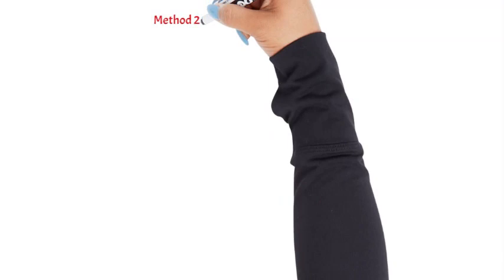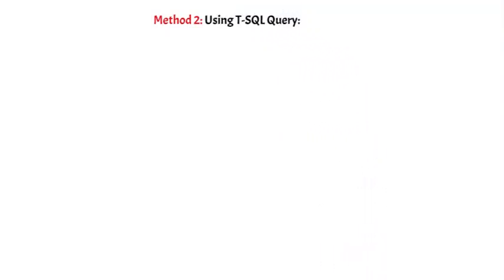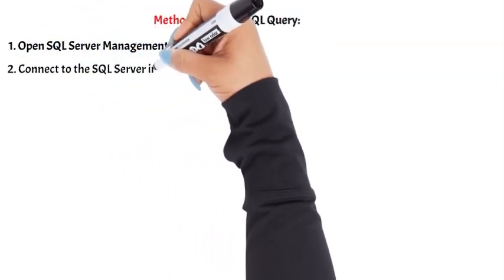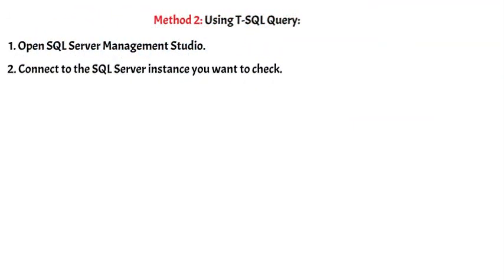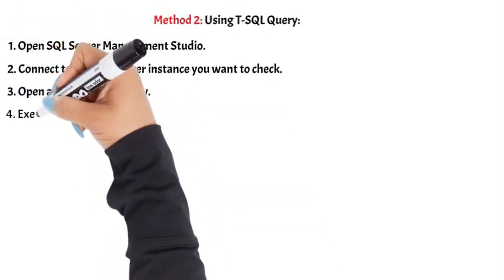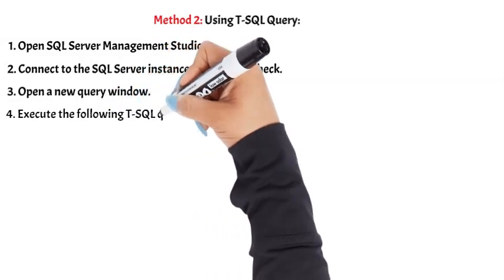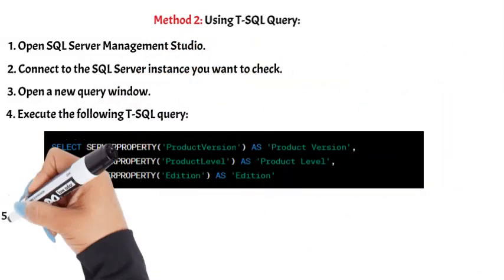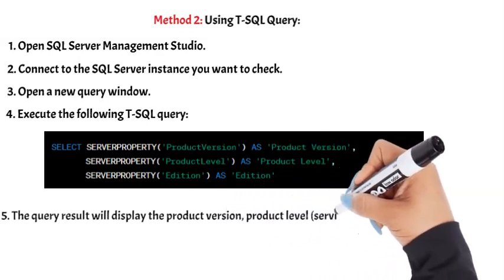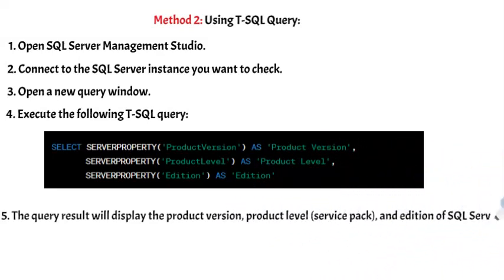Method 2. Using a T-SQL query. 1. Open SQL Server Management Studio. 2. Connect to the SQL Server instance you want to check. 3. Open a new query window. 4. Execute the following T-SQL query. 5. The query result will display the product version, product level (service pack), and edition of SQL Server.